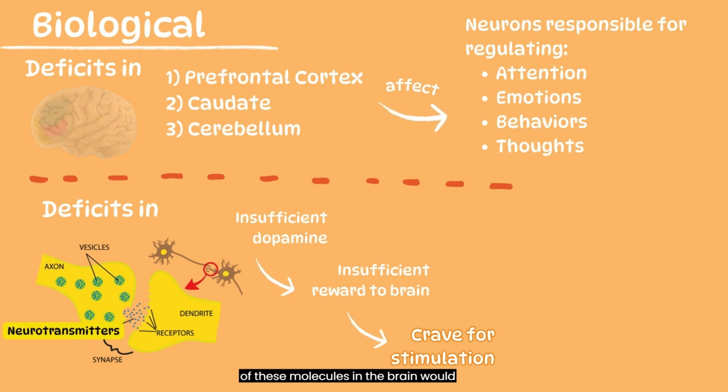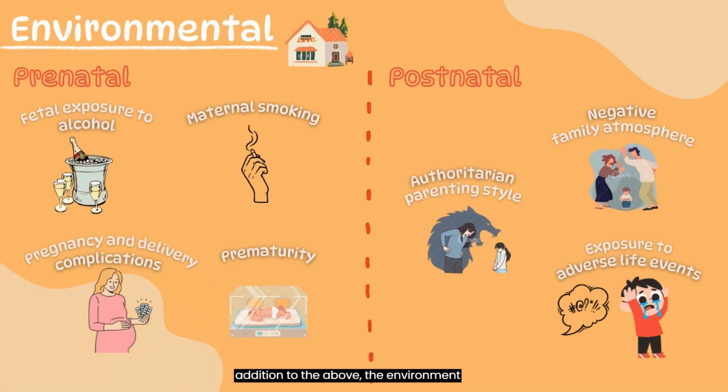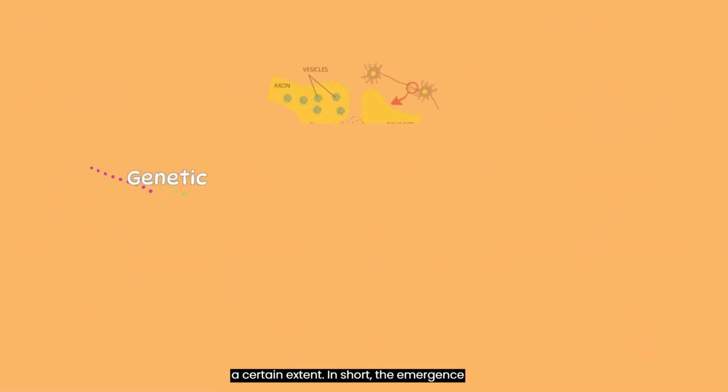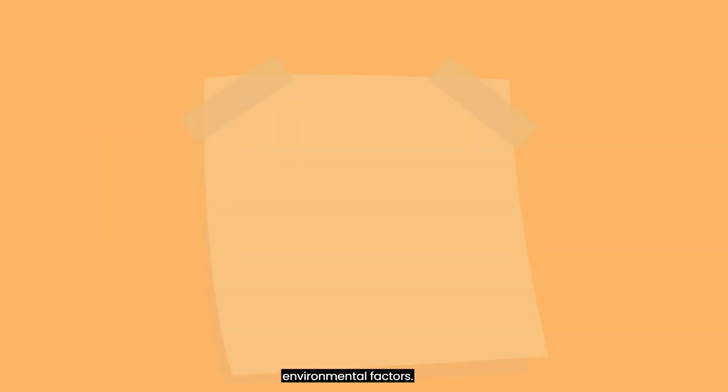Lack of these molecules in the brain would lead to the breakdown of the brain reward cascade, in which the brain continuously craves stimulation, resulting in abnormal development of the specific brain areas and thus abnormal conduct seen in ADHD individuals. In addition to the above, the environment also plays a role in triggering ADHD. Fetal exposure to alcohol, maternal smoking during pregnancy and delivery complications, prematurity, and negative parenting styles are proven to increase the chance of developing ADHD to a certain extent. In short, the emergence and different outcomes of ADHD are the results of the interplay between biological, neurological, genetic, and environmental factors.